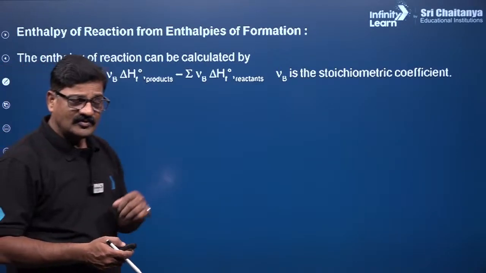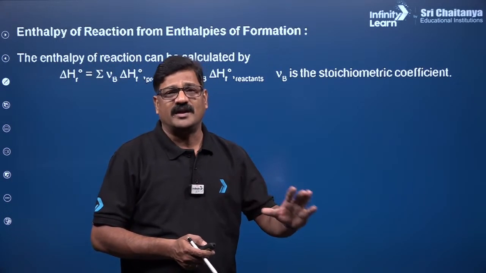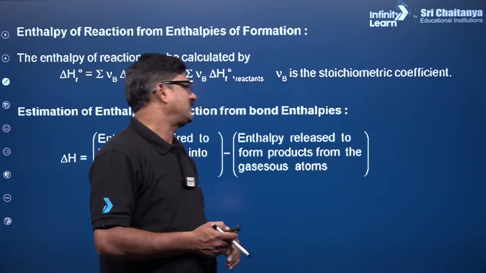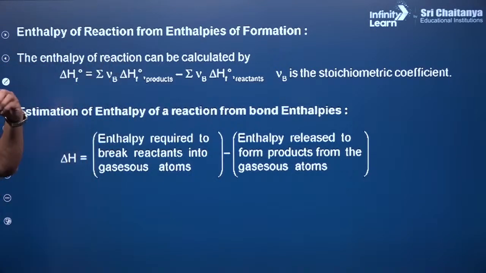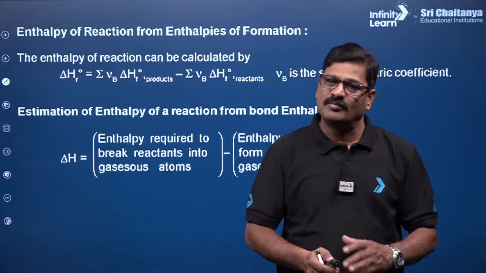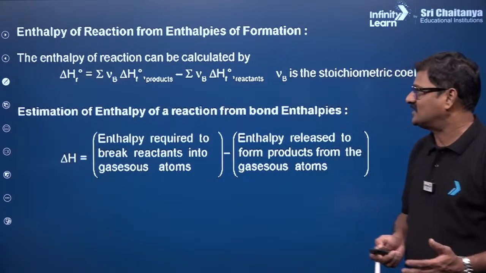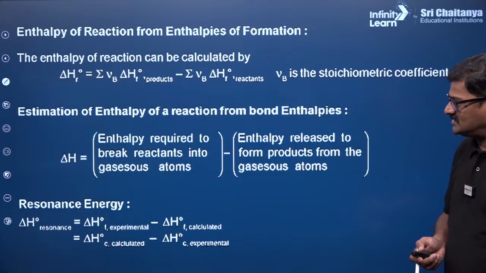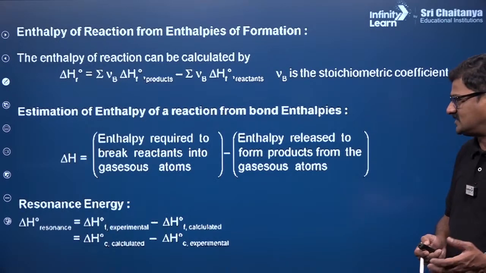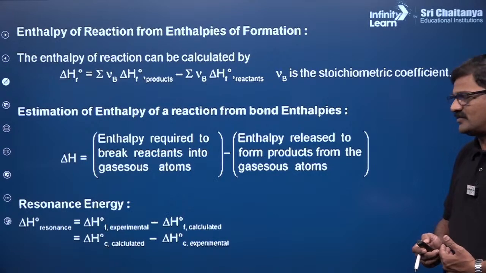The enthalpy change when 1 mole of a substance is formed from its constituent elemental substances is called enthalpy of formation, or standard enthalpy of formation. Okay, from there you can calculate any thermochemical equation. Bond enthalpy is the enthalpy required to break the old bonds in the reaction minus the enthalpy released when the new bonds are established. Okay, so the resonance energy, delta H resonance, is equal to the experimental enthalpy of combustion minus the calculated enthalpy of combustion, or the experimental enthalpy of formation minus the calculated enthalpy of formation.